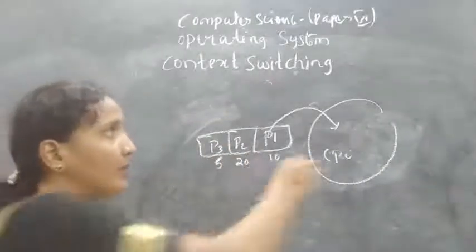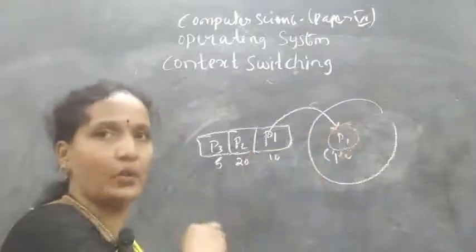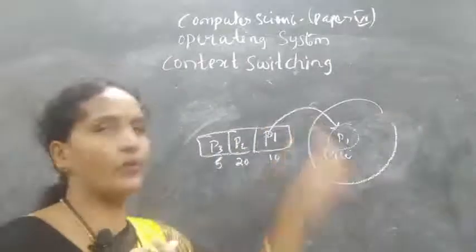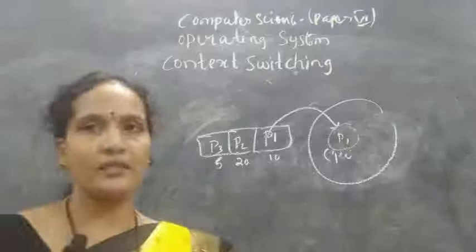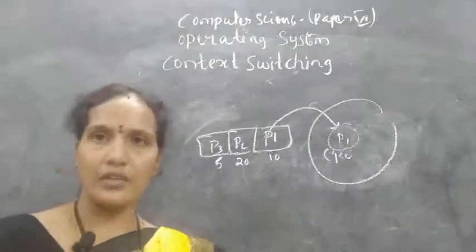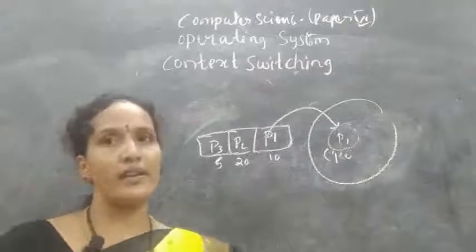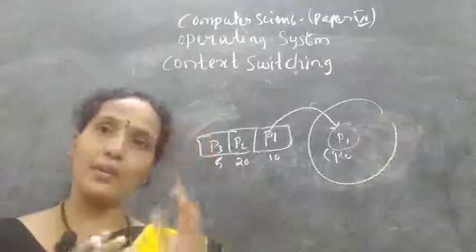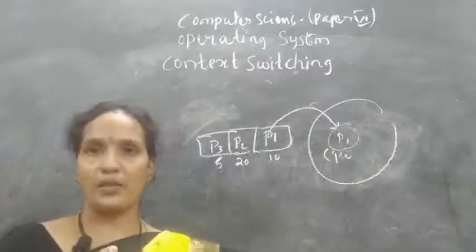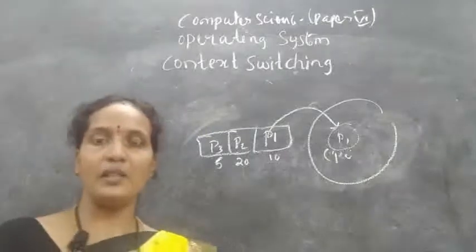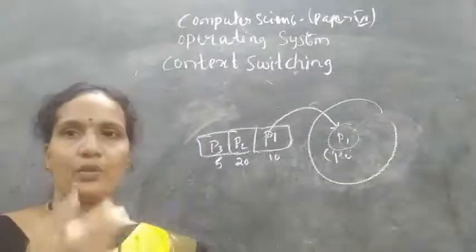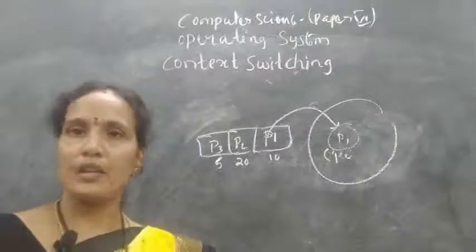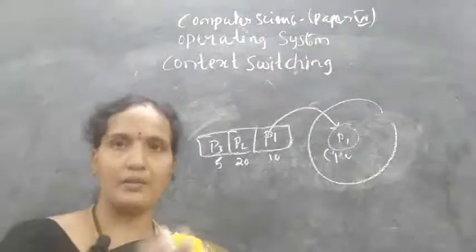So presently P1 is executing. Immediately, what I will do? P1 is released and removed from the CPU, and P3 is loaded. That process is called context switching. Understood all of you? You will get context switching in a multi-programming environment only, because in a multi-programming environment there are a number of processes. So it may happen that the CPU switches between processes. Understood all of you? That is context switching.